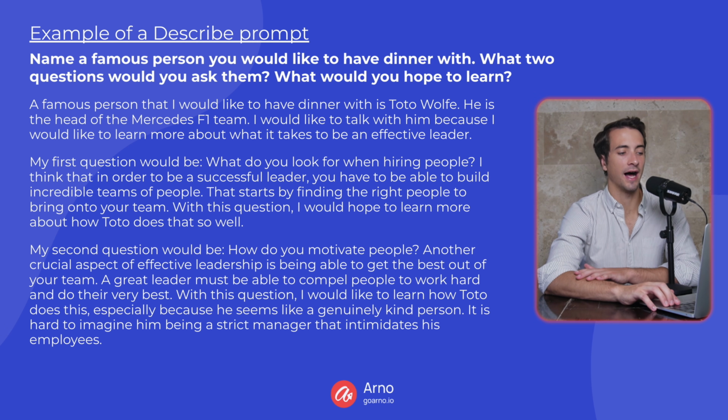A famous person that I would like to have dinner with is Toto Wolff. He is the head of the Mercedes F1 team. I would like to talk with him because I would like to learn more about what it takes to be an effective leader. My first question would be, what do you look for when hiring people? I think that in order to be a successful leader, you have to be able to build incredible teams of people. That starts by finding the right people to bring onto your team. With this question, I would hope to learn more about how Toto does that so well.